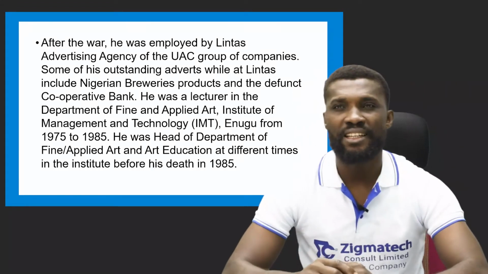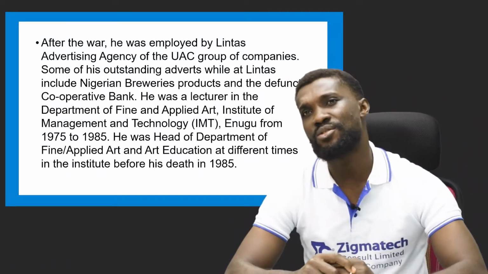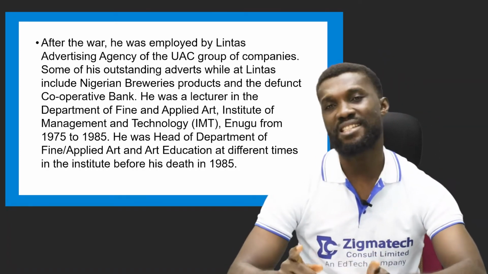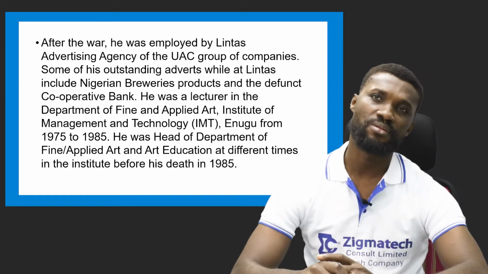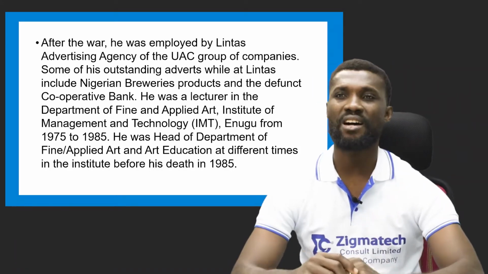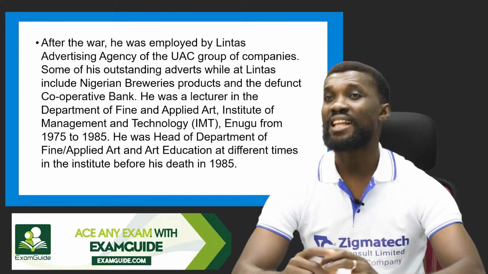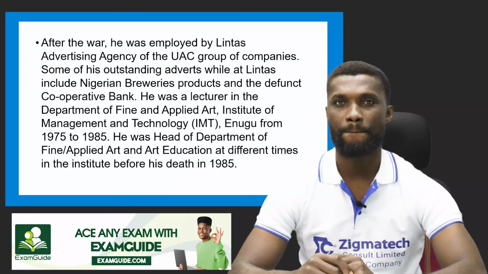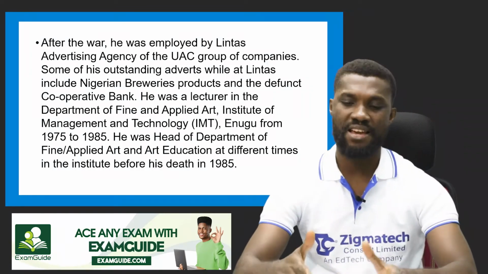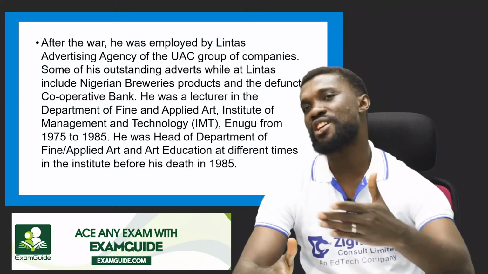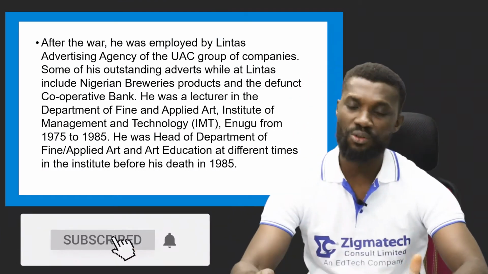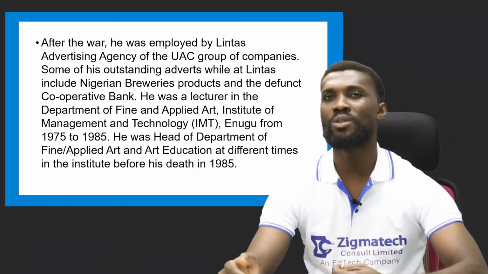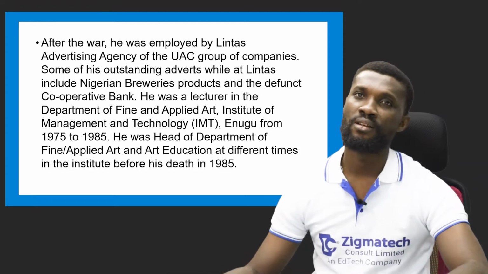He was a lecturer in the Department of Fine and Applied Art, Institute of Management and Technology, IMT Enugu, from 1975 to 1985. He was the head of the Department of Fine and Applied Art Education at different times in the institution before his death in 1985. So Mwamara died in 1985 after giving back to his country the few things he could. Imagine if he were still alive today, what he would have done for the field of art.